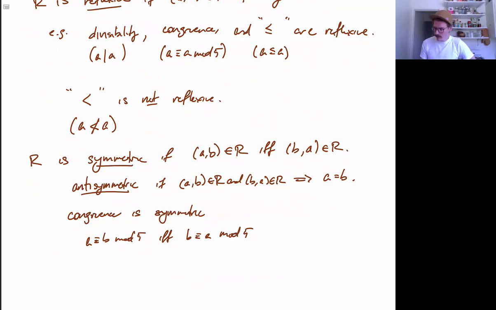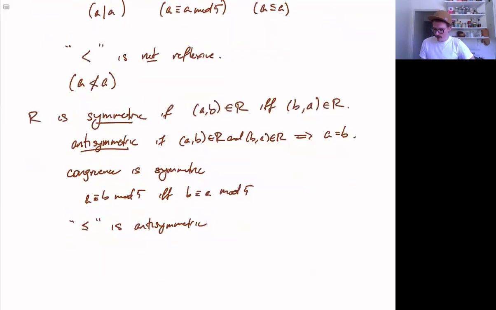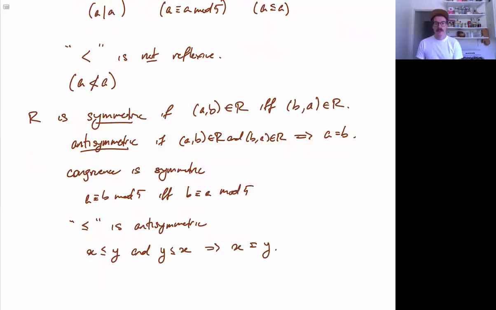So less than or equal is not symmetric. In fact, it is anti-symmetric, because if x is less than or equal to y and y is less than or equal to x, well, that means that x must equal y. And that is exactly our definition of anti-symmetric.